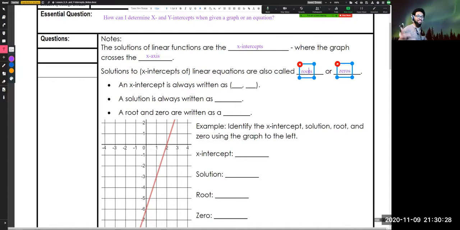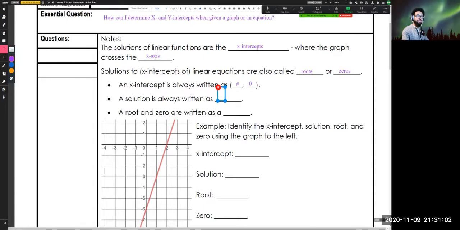Those are solutions to linear equations, and that's where the graph of our linear equation crosses our x-axis. An intercept is always written as our number, whatever our number is, and then a 0. Since it's on the x-axis, it's going to be a 0 for that y spot. We're given our number, and we're going to write it as a number and a 0.